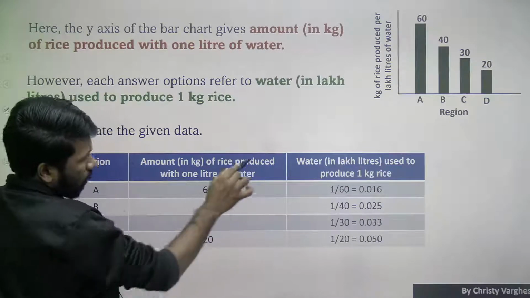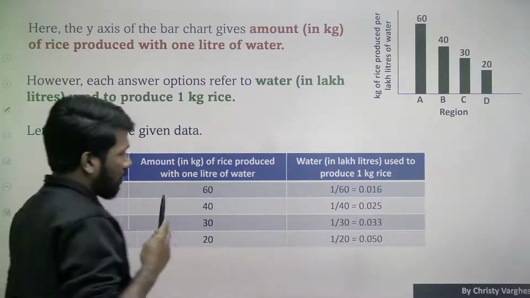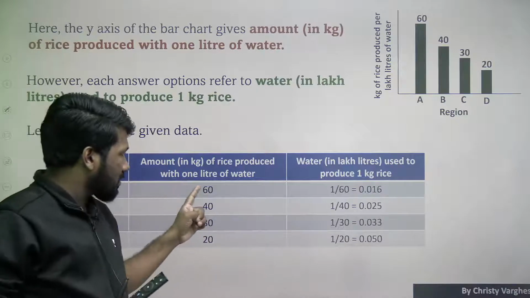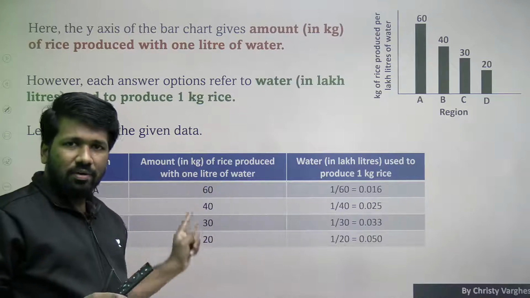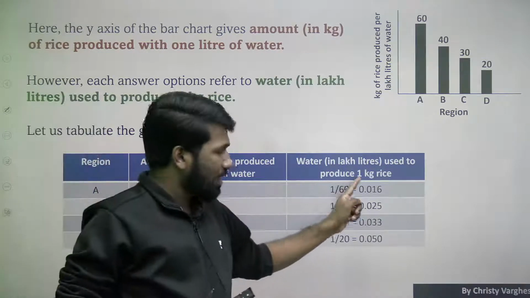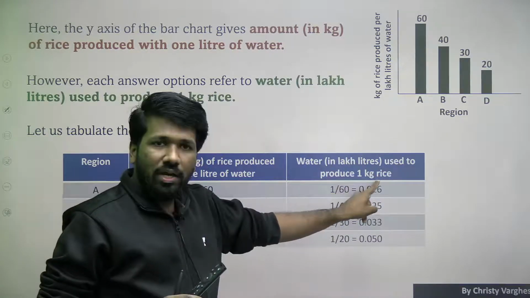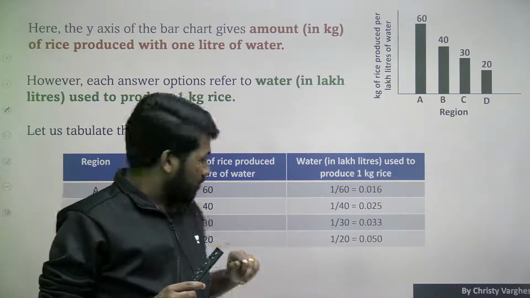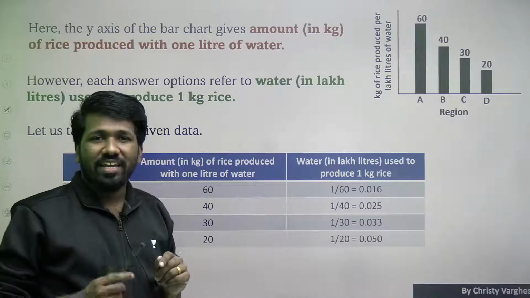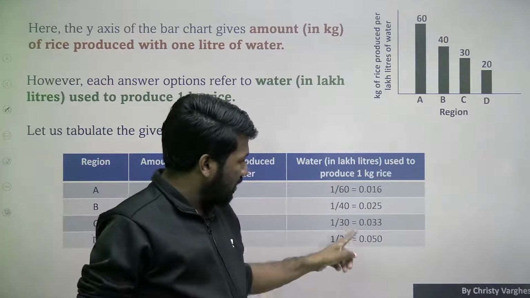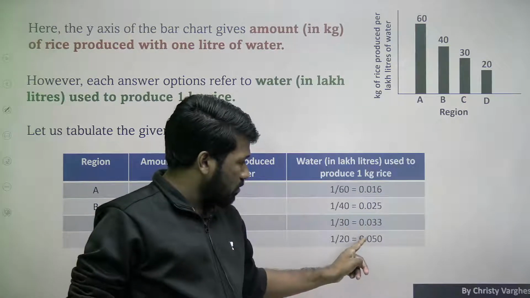Kilogram per water, water per kilogram convert किया तो 1/60, 1/40, 1/30, 1/20 होगा, क्योंकि 60 किलोग्राम राइस के लिए 1 लाख लीटर चाहिए, तो 1 किलोग्राम राइस के लिए 1 लाख लीटर बाई 60 होना चाहिए ना, तो 1/60 लाख लीटर वाटर चाहिए 1 किलोग्राम राइस प्रोड्यूस करने के लिए. तो ये 60, 40, 30, 20 नहीं, 1/60, 1/40, 1/30, 1/20 चाहिए हमें. उसका वैल्यू निकाला तो डेफिनेटली दिस इज 0.0016, दैट इज द स्मॉलेस्ट and the largest is 0.05.